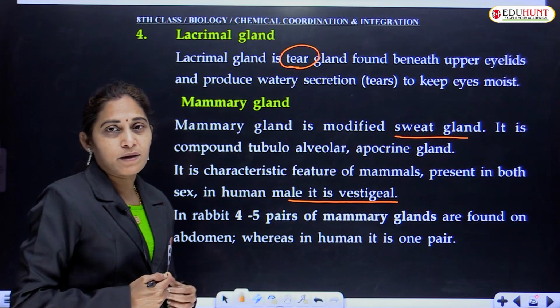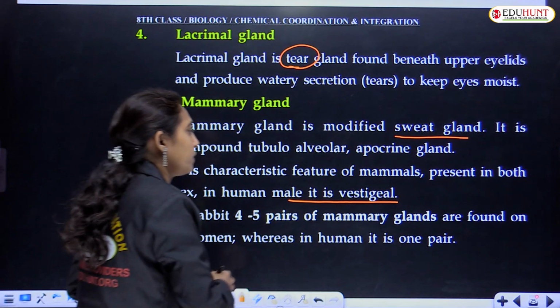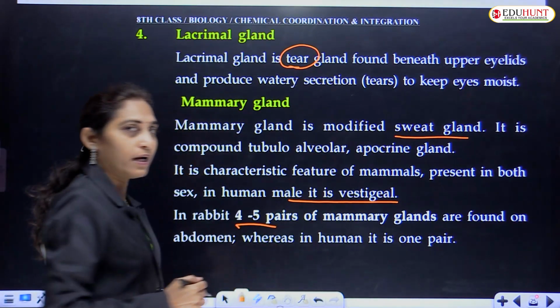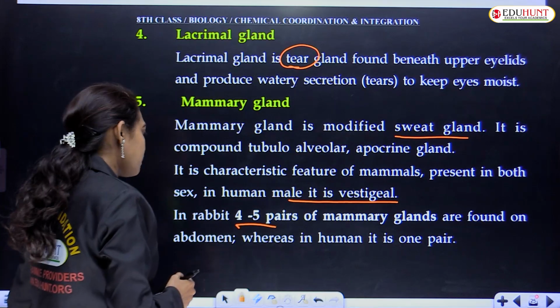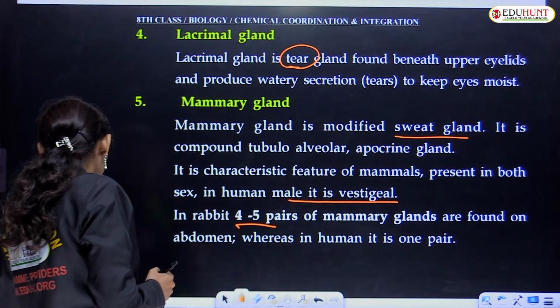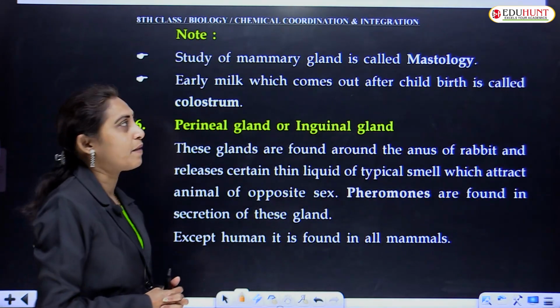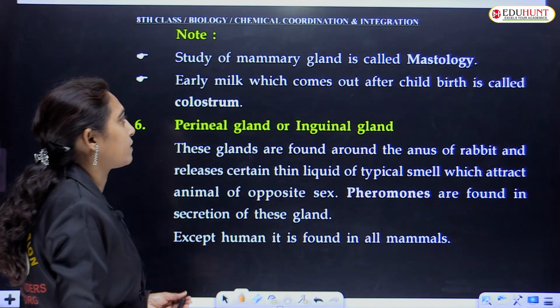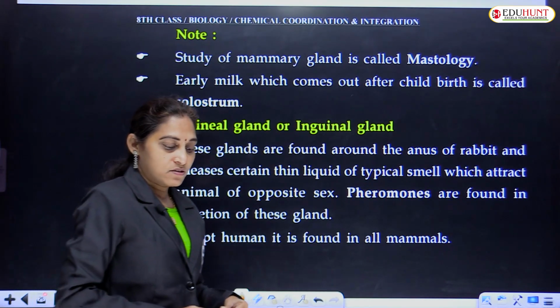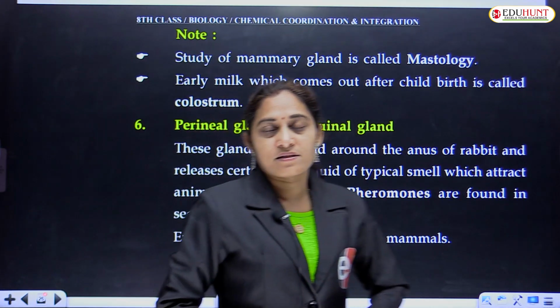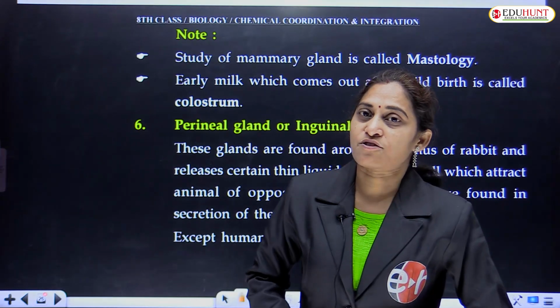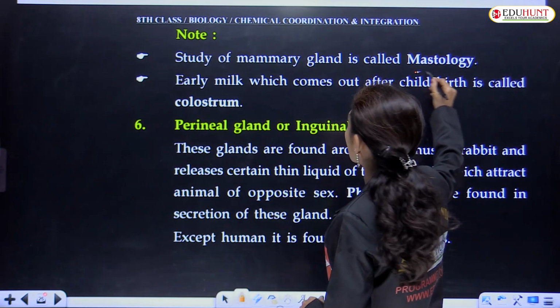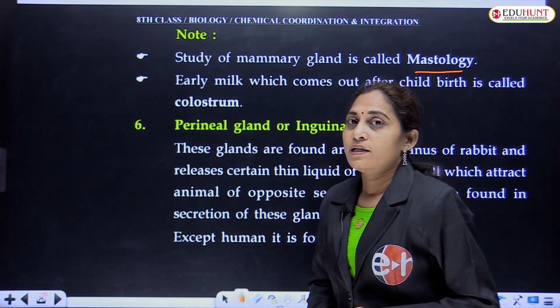In rabbit, 4 to 5 pairs of mammary glands are present and are found on the abdomen, whereas in humans, we know that only a single pair of mammary glands is present. Anyway, the study of mammary glands is known as mastology. Mastology.